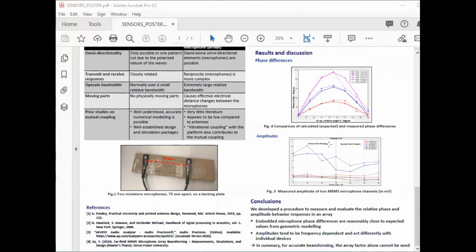It shows that while the relative phase can behave similarly to that of isolated sensors, for electrically small sensors, the amplitudes differ, which compromises accurate beamforming. In summary, there is a significant gap for estimating a real-world acoustic microphone array response, and for accurate beamforming, the reflector alone cannot be used.